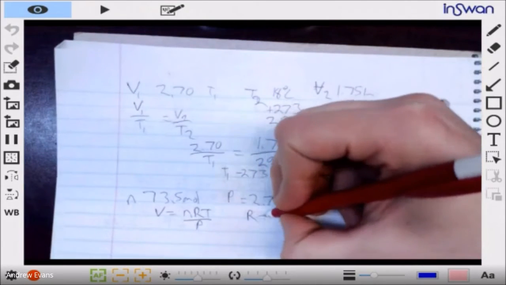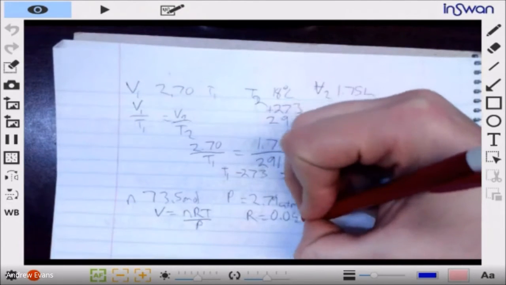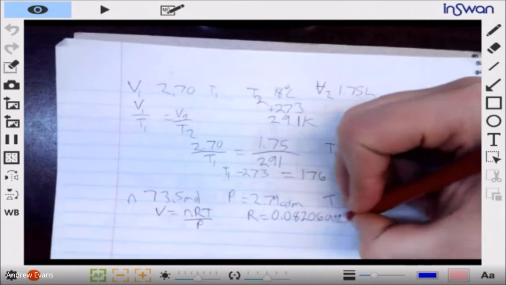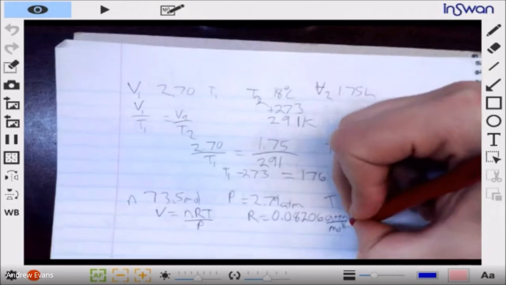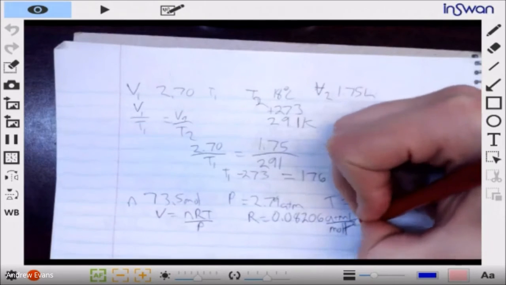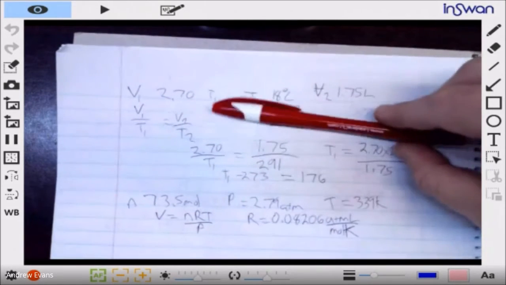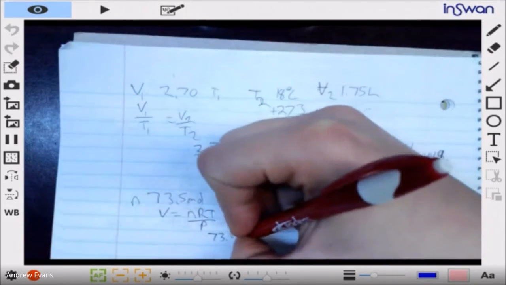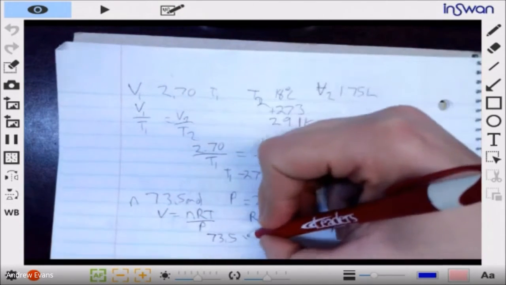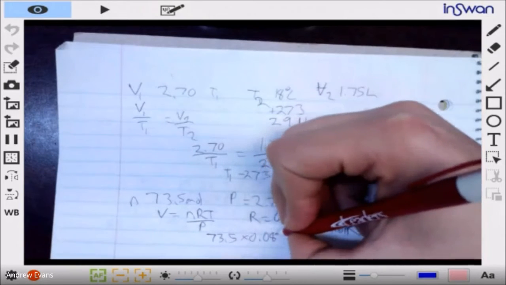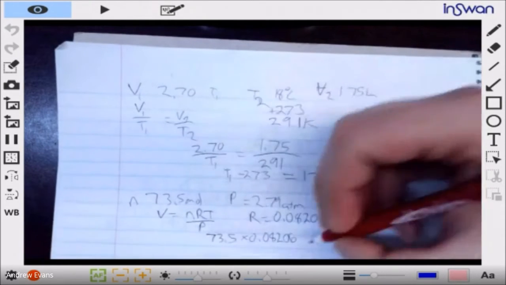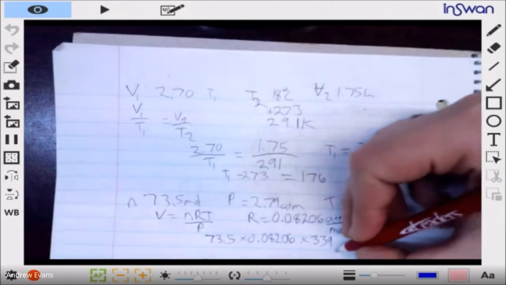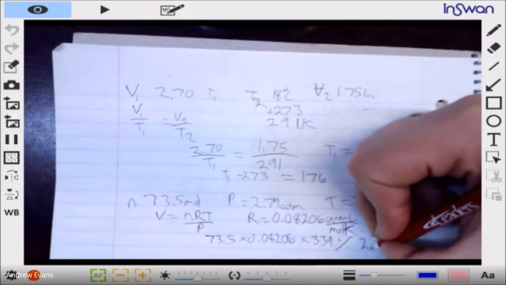R, in this case, is 0.08206 atm·L over mole·K. Okay. So plugging that in, 73.5 times 0.08206 times 339 divided by 2.79.